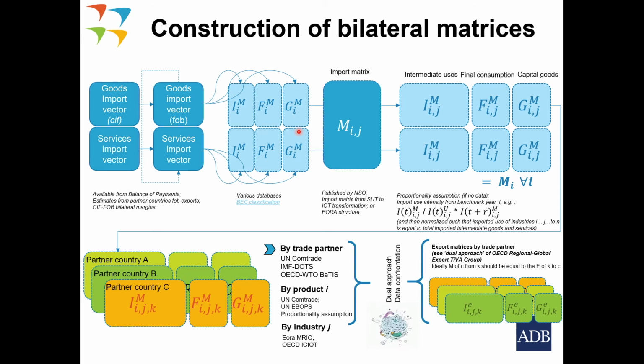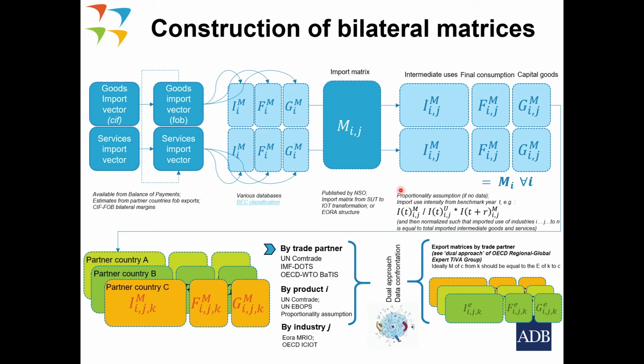We multiply these controlled total imports by broad economic uses to an import matrix published by the NSO or derived from our SUT to IoT transformation process. If these are not available, we make use of the EORA structure. Because of data issues for some economies, we need to employ the proportionality assumption in order to split the imported inputs into 35 sectors. For this, our team uses the ratio of imported inputs to total intermediate consumption.